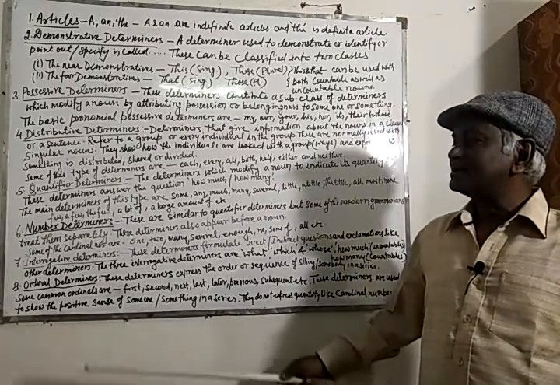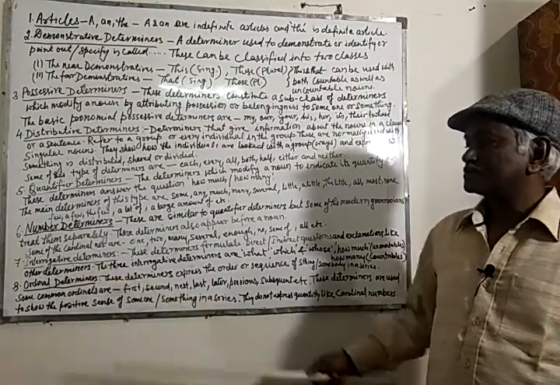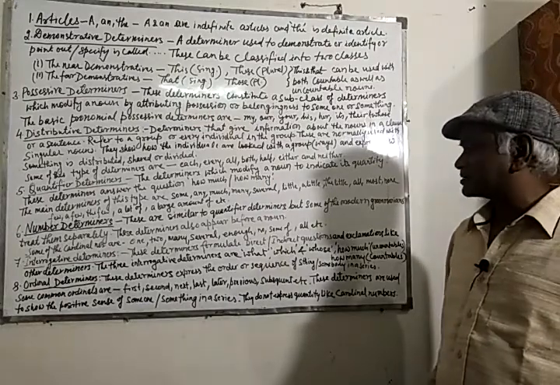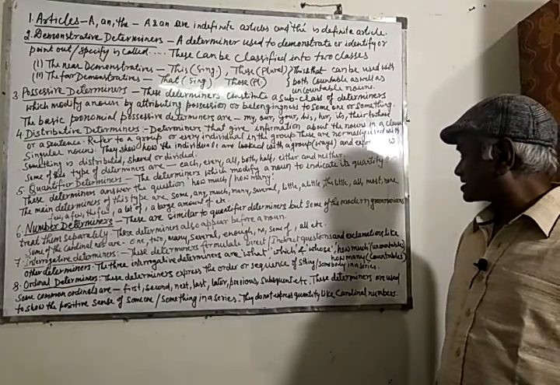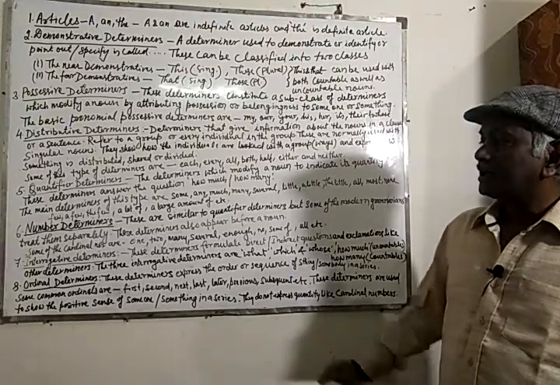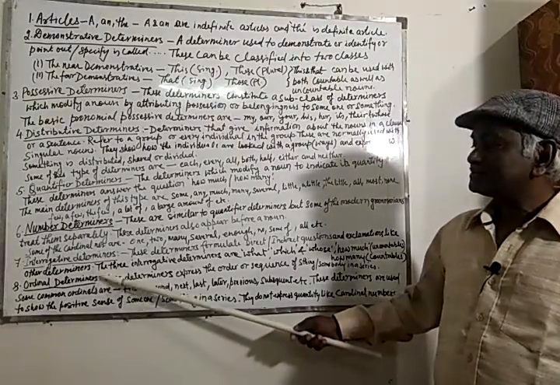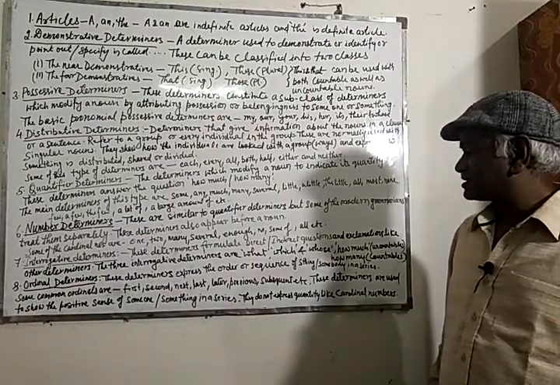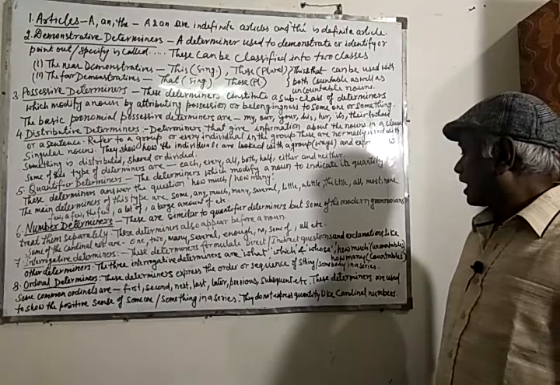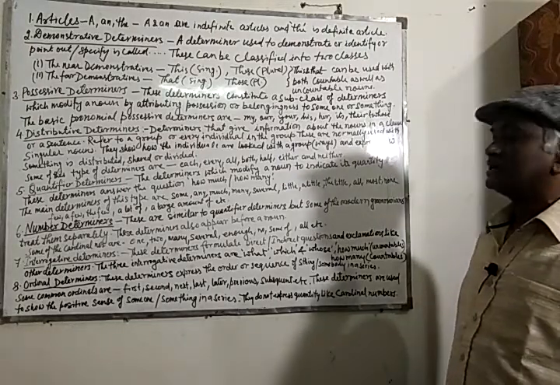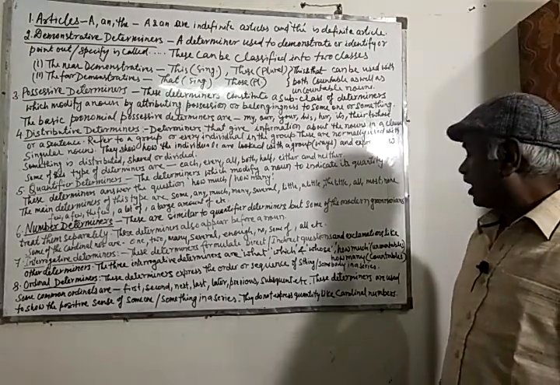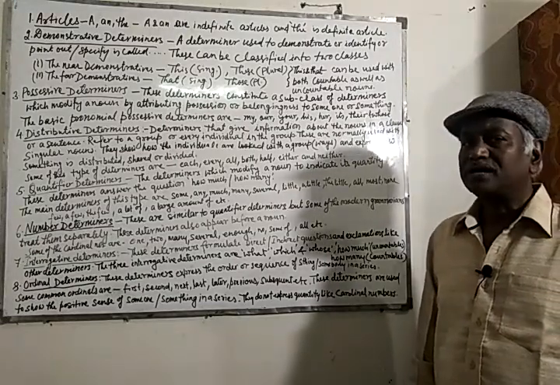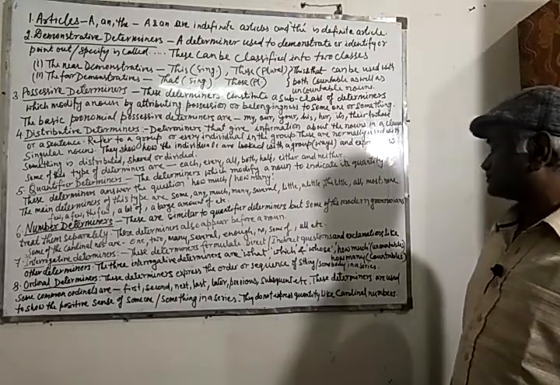The next determiner is interrogative determiners. These determiners formulate direct or indirect questions and exclamations like other determiners. The three interrogative determiners are what, which, and whose. How much and how many are also included. How much is used for uncountable nouns, whereas how many is used for countable nouns.